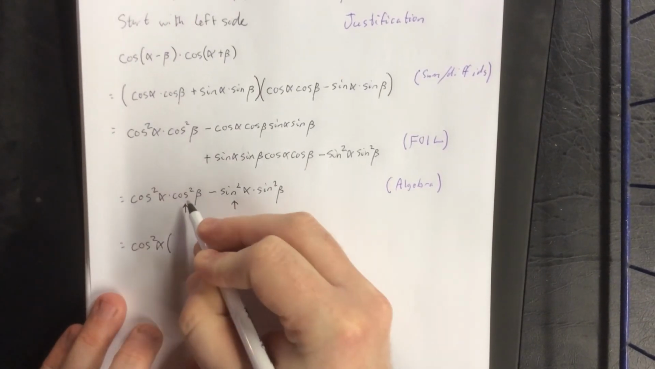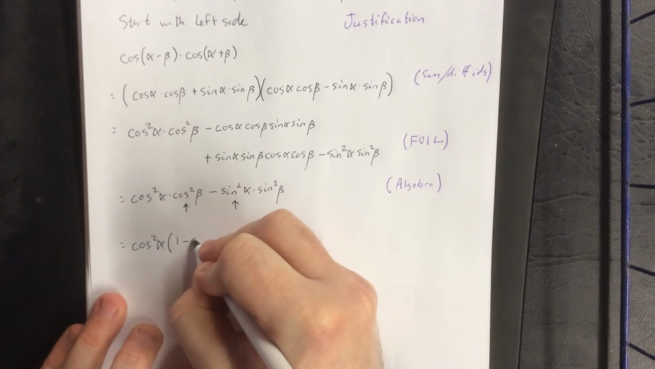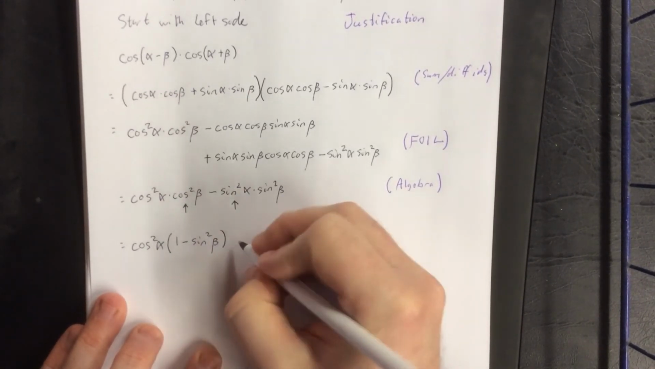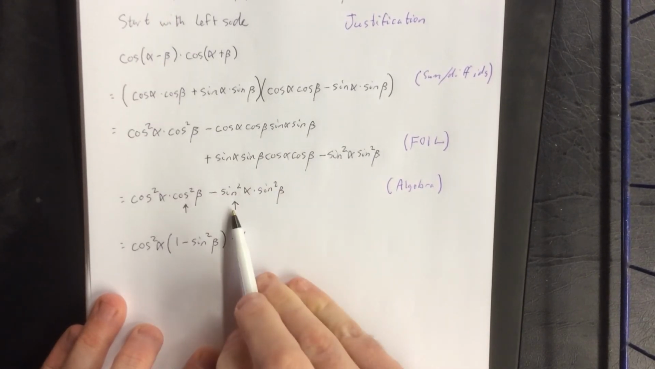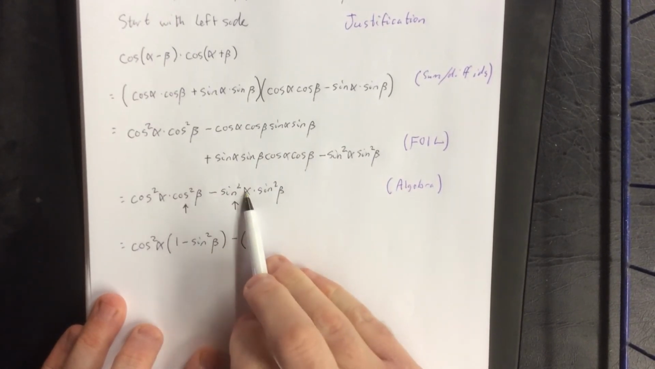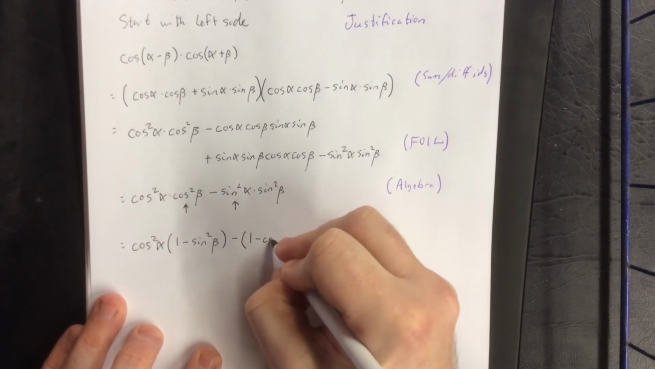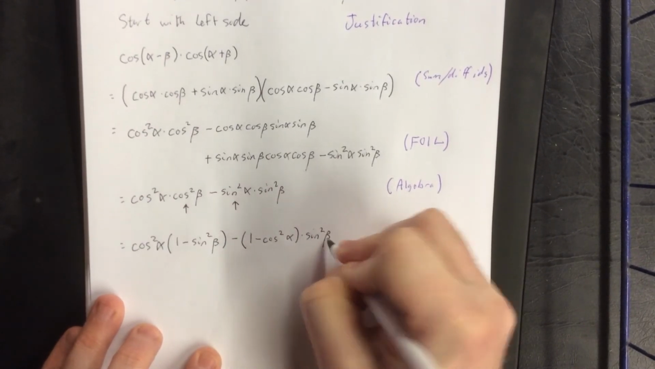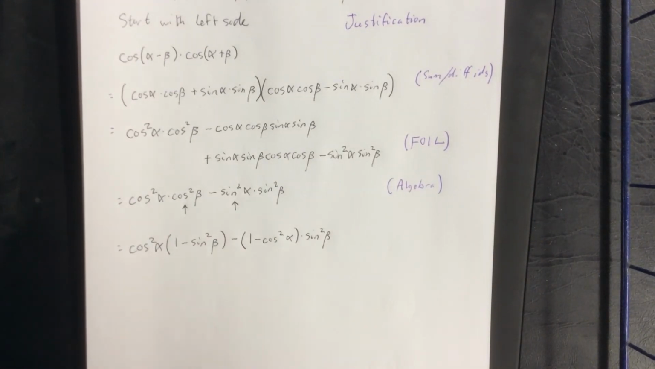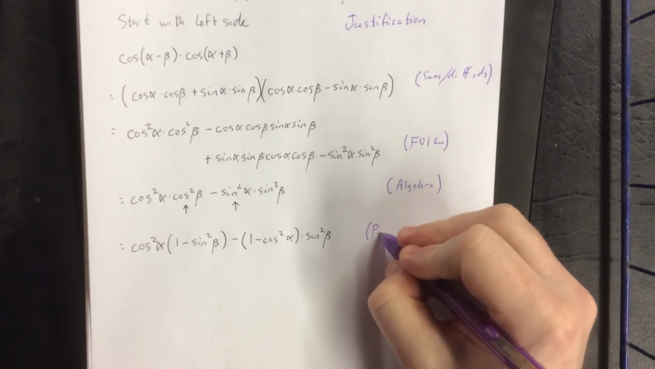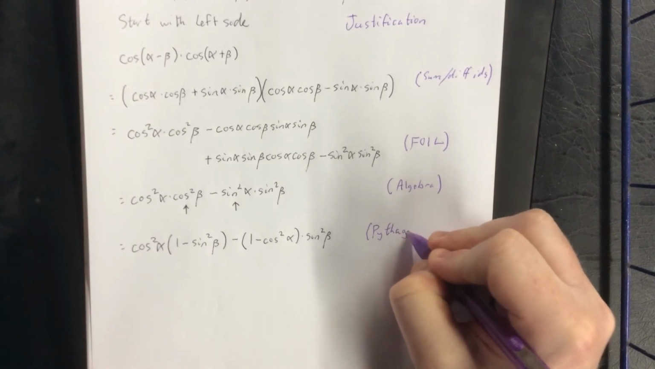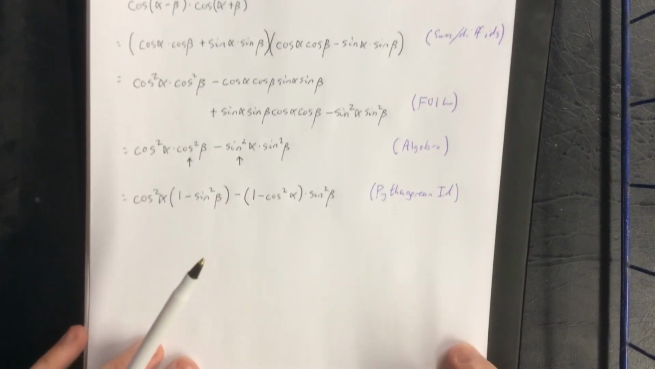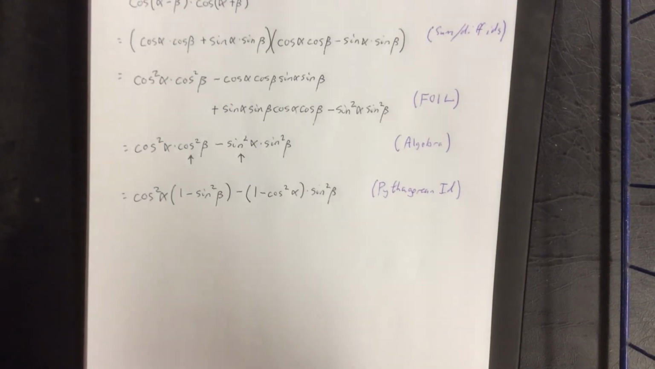Pythagorean identity applied to the cosine squared of beta would be 1 minus the sine squared of beta. Minus, if I apply a Pythagorean identity to the sine squared of alpha, that would be 1 minus the cosine squared of alpha times the sine squared of beta. And again, the justification of this was using a Pythagorean identity. At which point, we're going to do a little bit more algebra.